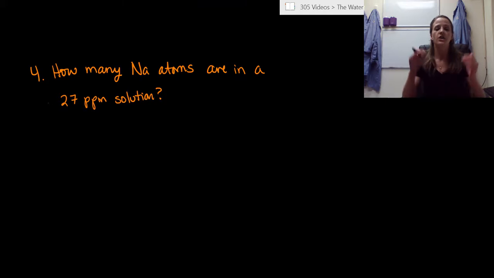So this pulls in your stoichiometry, your dimensional analysis. We're talking about atoms and ppm. Whew, this is a hard one. Try it. You can do this. Go very, very slowly and methodically. How many sodium atoms are in 27 ppm solution?